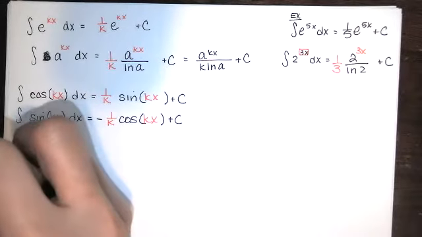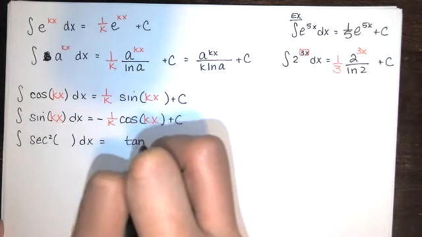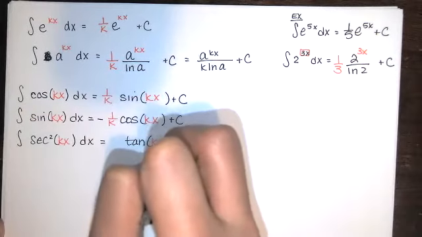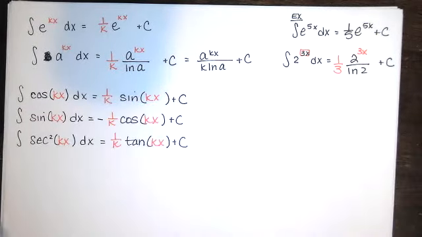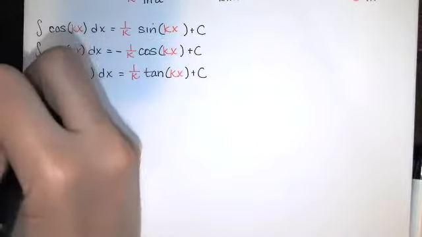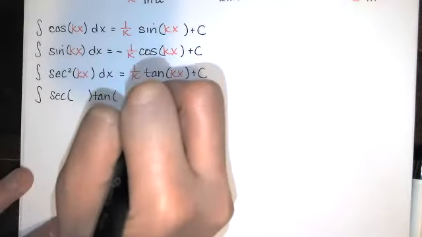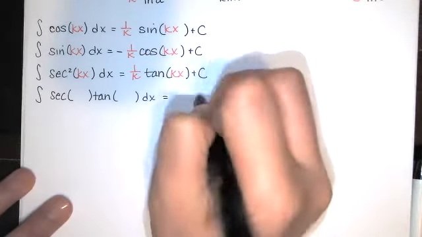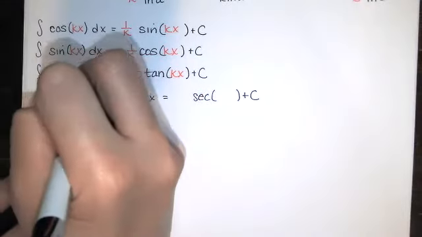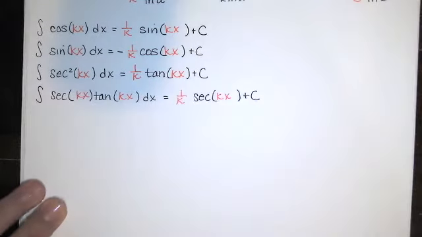The antiderivative of secant squared is tangent. The angles need to stay the same. And since we're replacing x with kx, we divide by k. Then you've got secant times tangent. Antiderivative of secant times tangent is secant. Divide by k there.